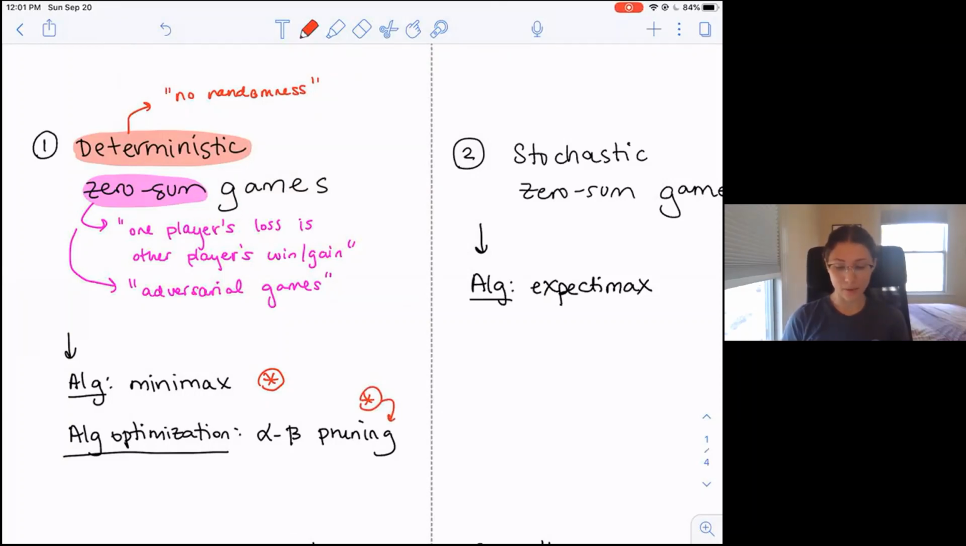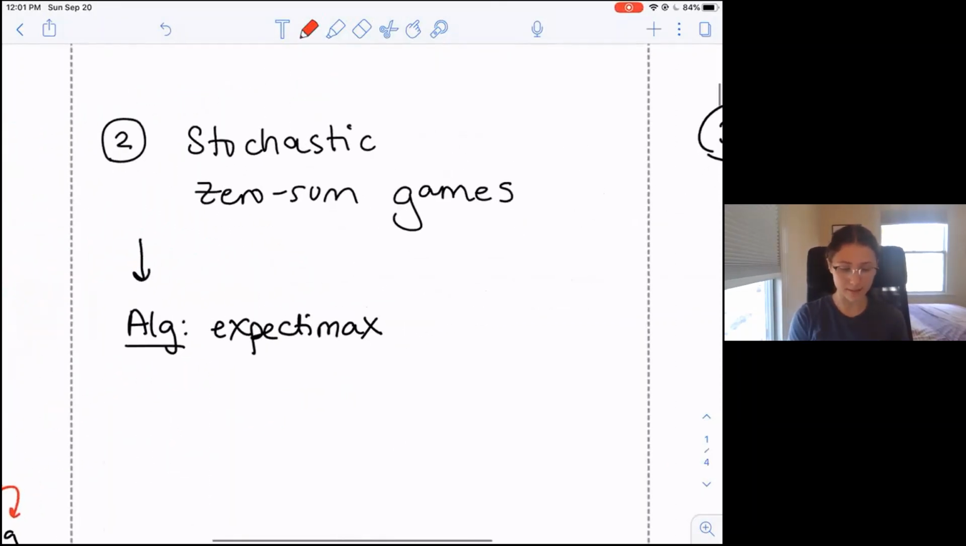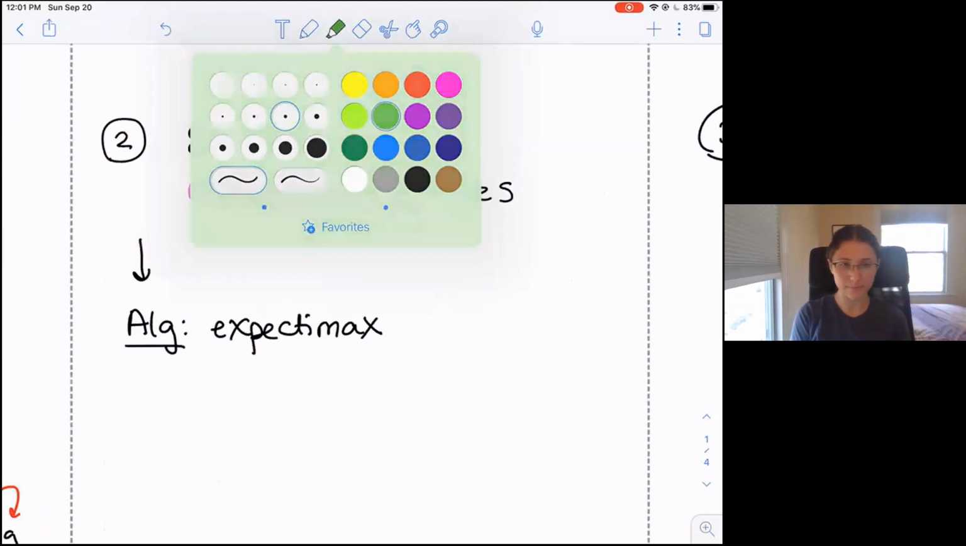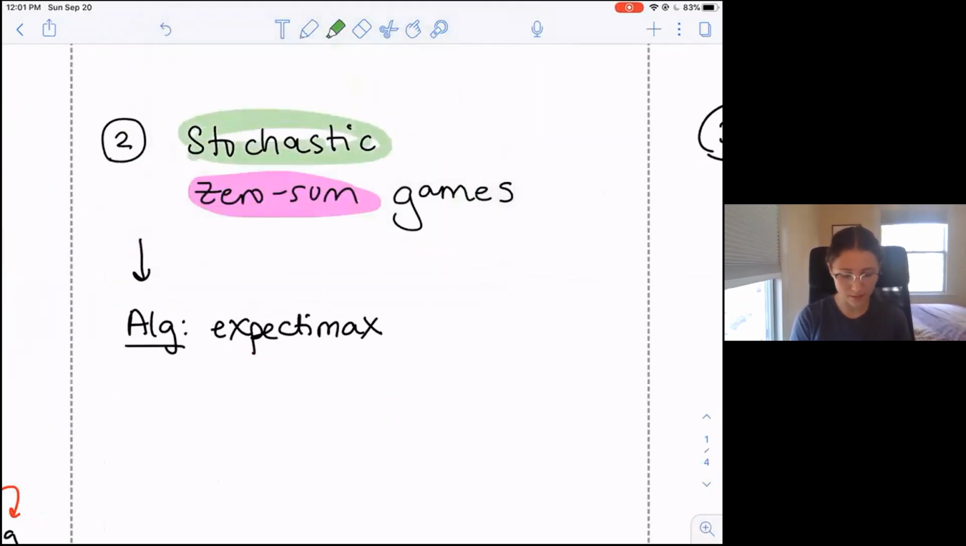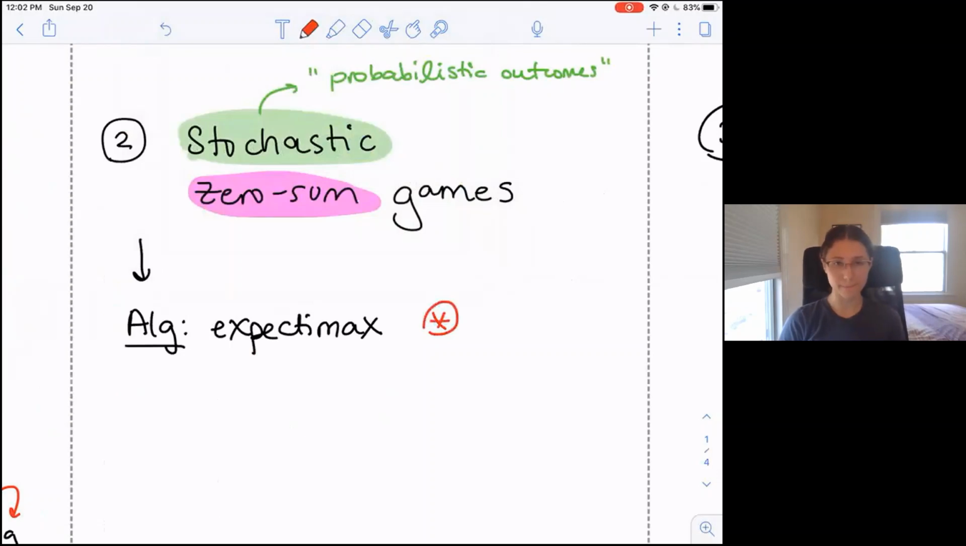The next type of game we're going to see today are stochastic zero-sum games. So we already know what zero-sumness means here, but what about stochasticity? Well, stochasticity here essentially just means that there is randomness going on. So you might have something called probabilistic outcomes. The algorithm we'll see today in this context is going to be the expectimax algorithm.